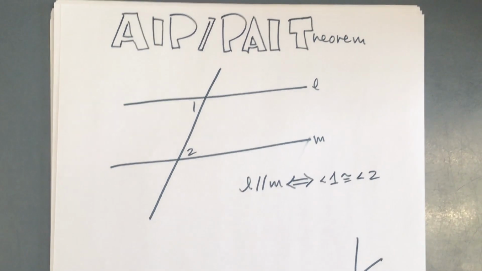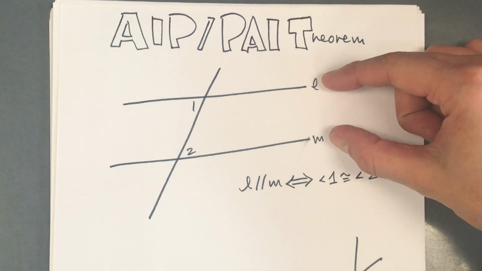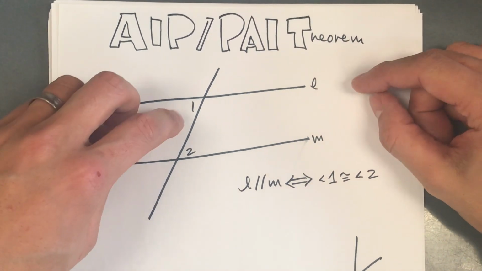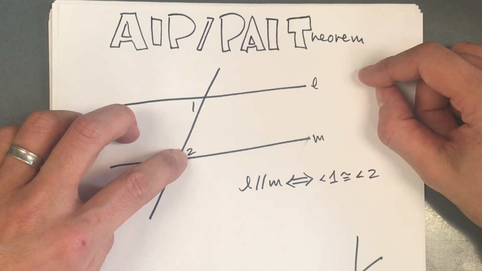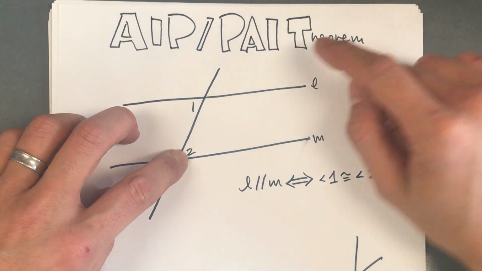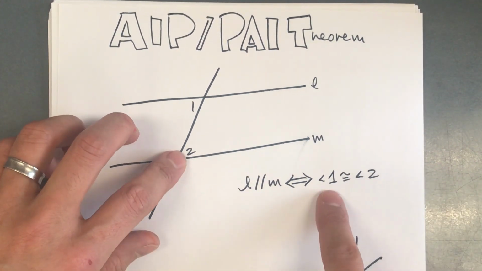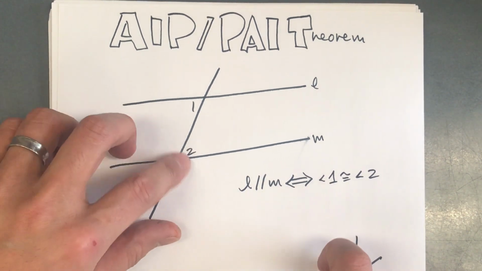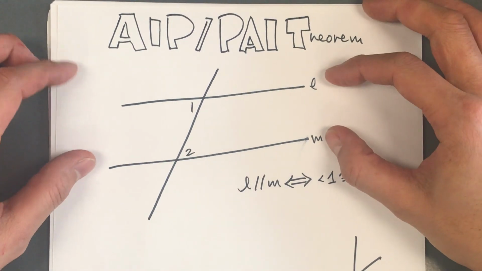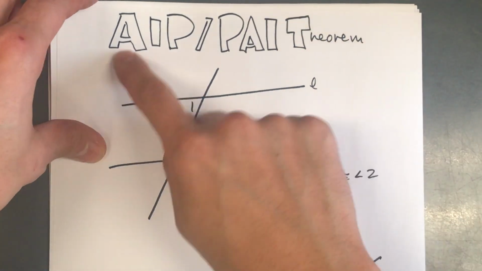AIP/PAI theorem. These two theorems say if these two lines are parallel, then angle 1 and angle 2 are going to be congruent. That is the PAI theorem, right? Because you started out with two lines are parallel. If you started out with angle 1 and angle 2 being congruent, then these two lines must be parallel. So that's the AIP theorem.